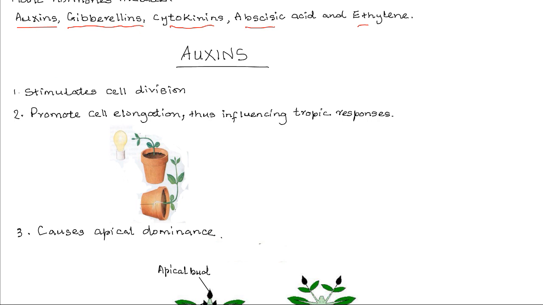Auxins are produced at the growing tips, that is at the root and the shoot tips. Some of the effects include they stimulate cell division. Secondly, they promote cell elongation, thus influencing tropic responses. Now, tropic responses refer to the turning growth movements that is seen in flowering plants.